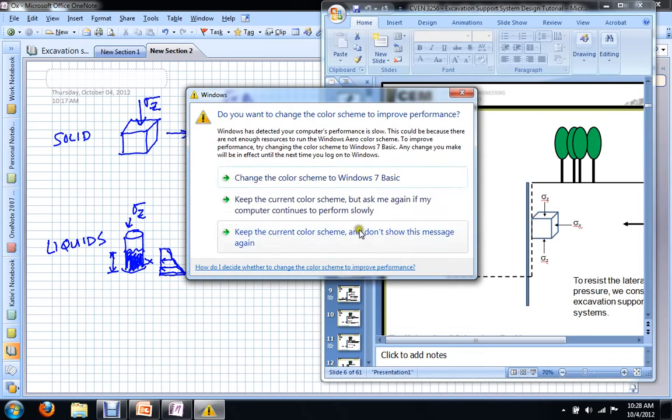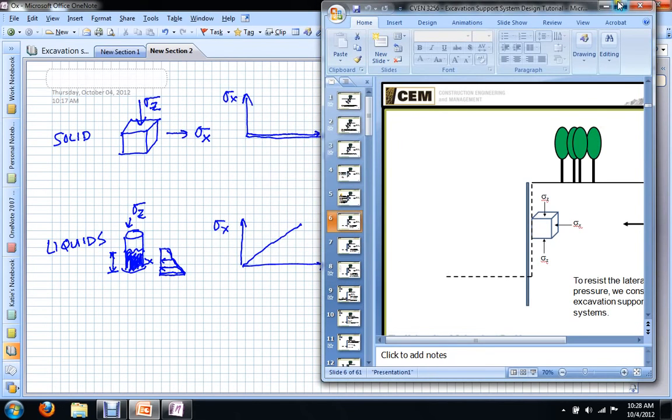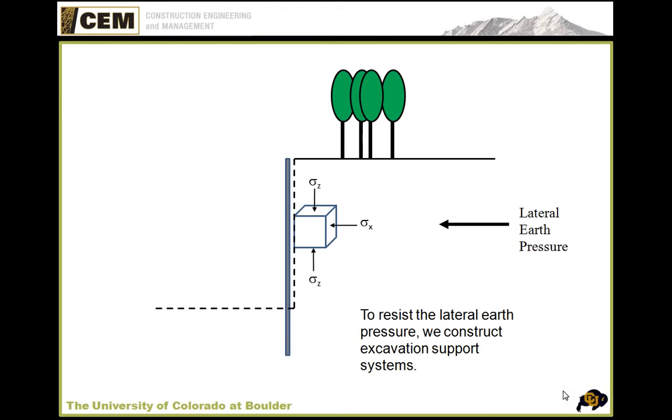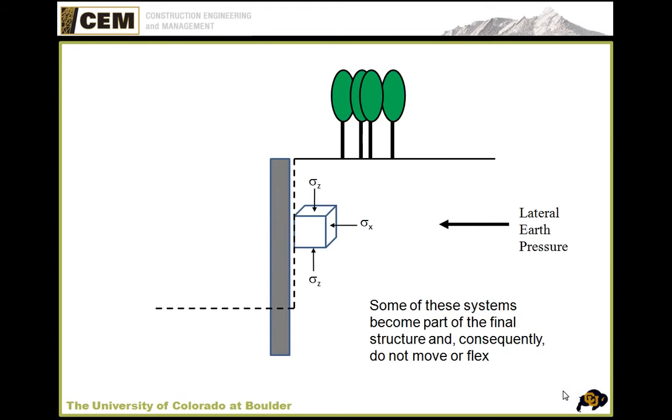Let's make sure we don't get this again. All right. So let's maximize the screen. Now we know we need to resist that load, but some of the systems, we really have 3 conditions that exist in the soil. And they're going to define what our lateral earth pressure is.